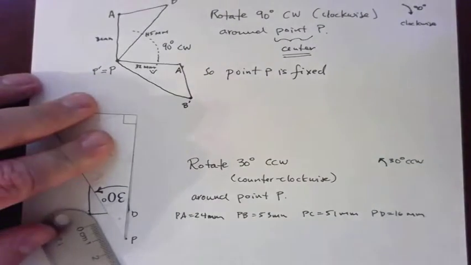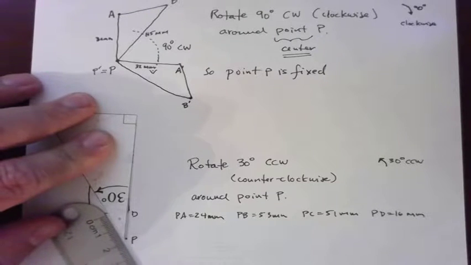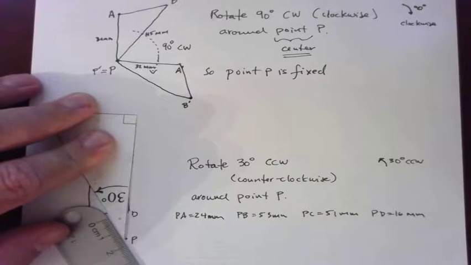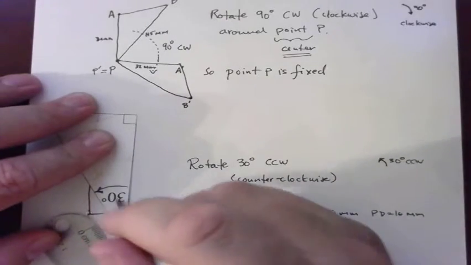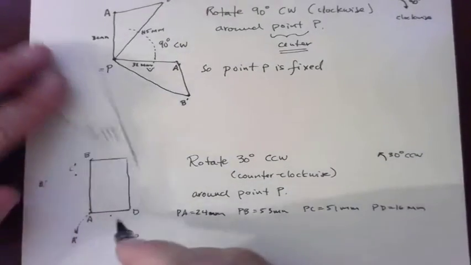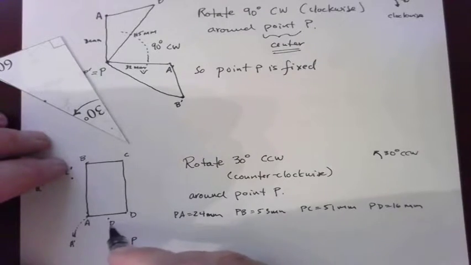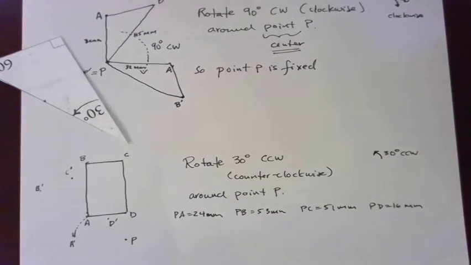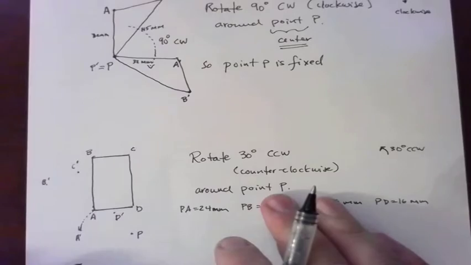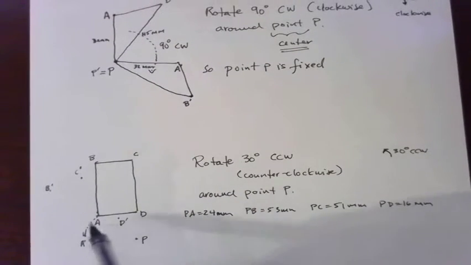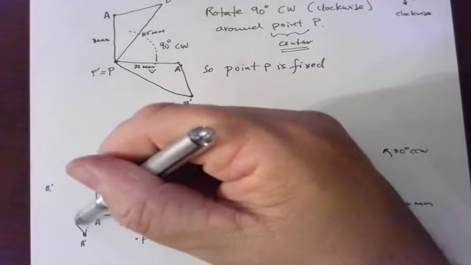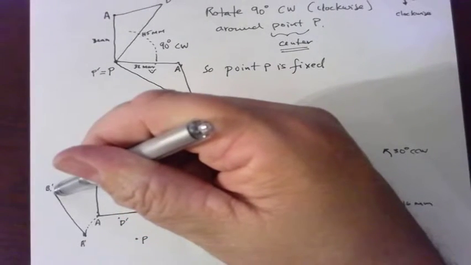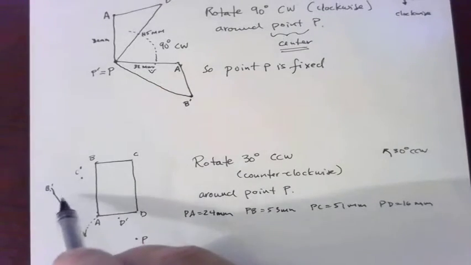So I rotated C around to get C prime, and now I'm measuring the distance from P to D prime, which should be 16 millimeters. So now I have A prime and B prime and C prime. And now I just need to connect the dots to get my rotated rectangle. There's A, B, C, D. So I go A prime to B prime to C prime to D prime.